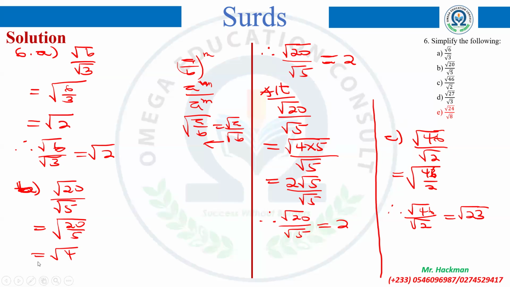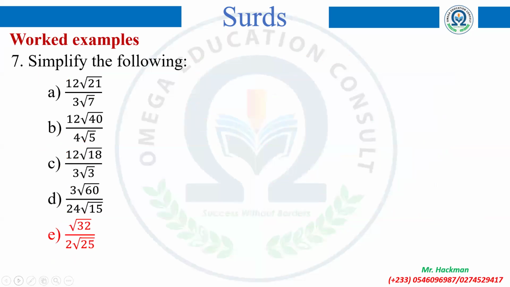Let's move on to the second set of questions, the 7. 3 is a factor of 21, 5 is a factor of 40, 3 is a factor of 18, 15 is a factor of 60. So in that situation, it means we can use that. Is my point well made?